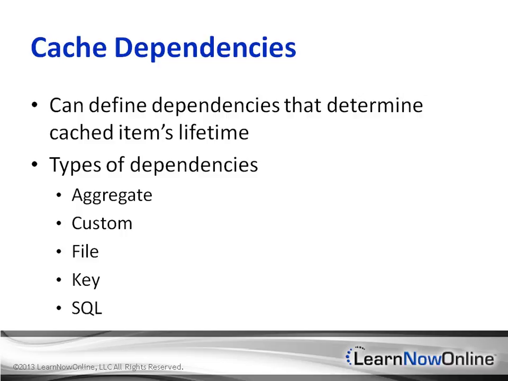And then the final option is a SQL dependency. In this case, the cached item depends on changes to data in a table in a SQL Server database. And the item is removed when the data changes. So the idea here is that you get the notification that the item has been removed from the cache, and you can use that to trigger the stored procedure that extracts the data, and then you can refresh that cached item. And in that case, it uses the fresh data from that table.